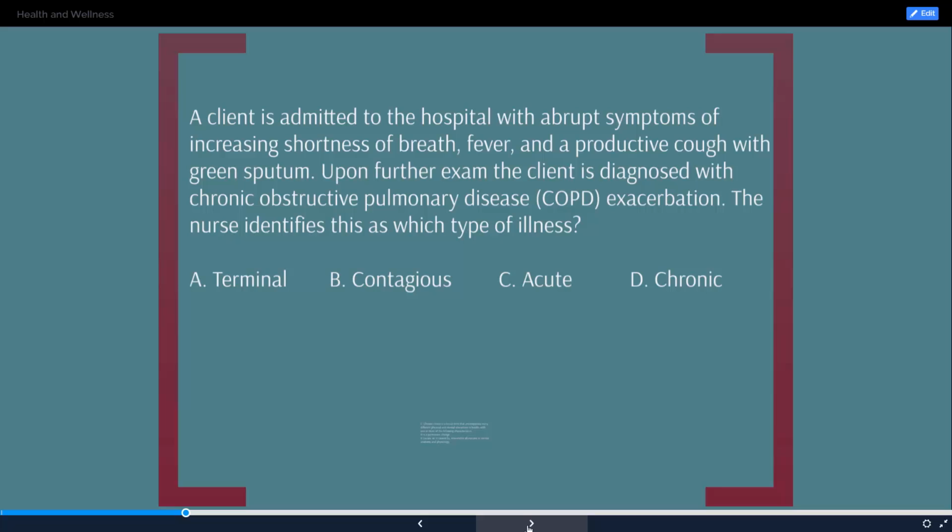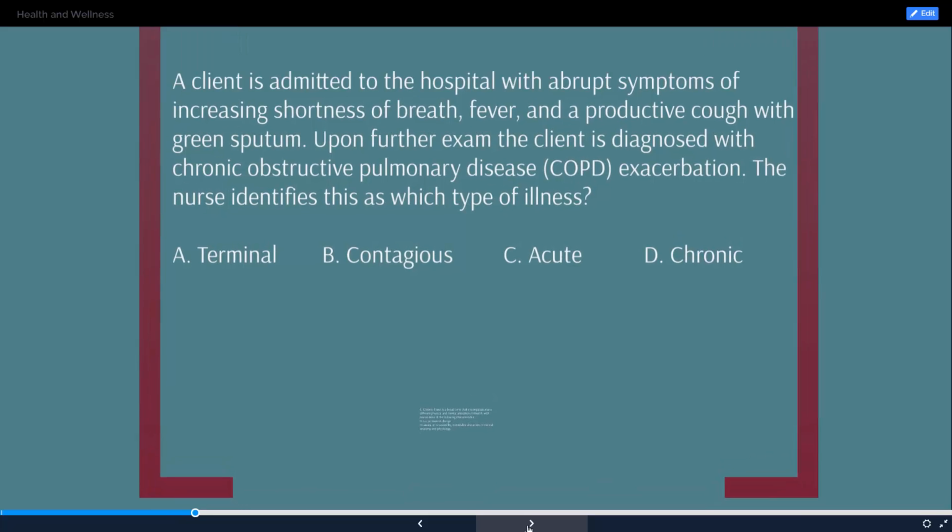So let's answer this question. A client is admitted to the hospital with abrupt symptoms of increasing shortness of breath, fever, and a productive cough with green sputum. Upon further exam, the client is diagnosed with COPD exacerbation. The nurse identifies this as which type of illness? Okay, so let's see the answer. A, terminal, B, contagious, C, acute, or D, chronic?